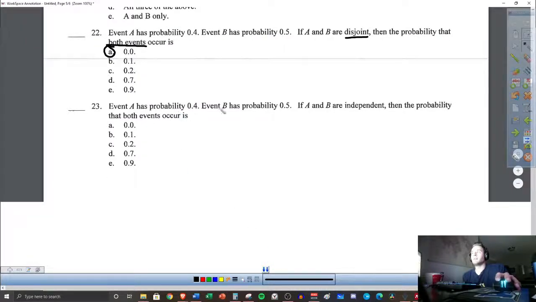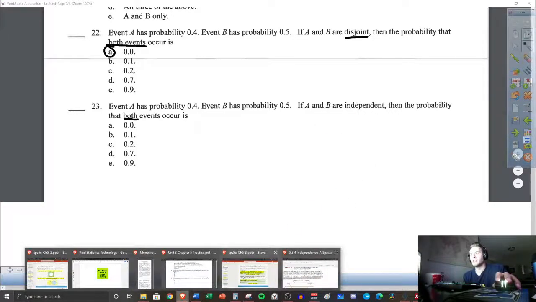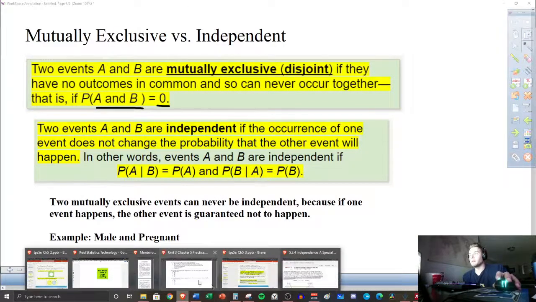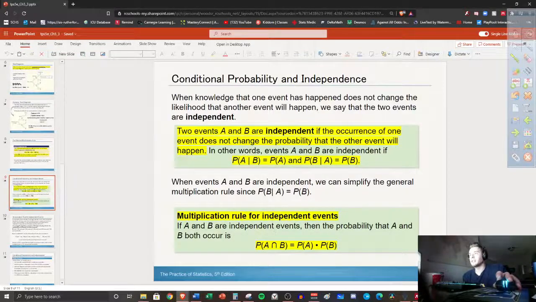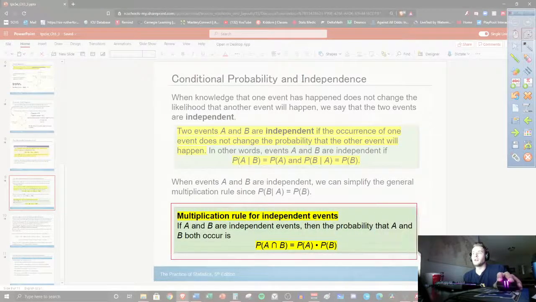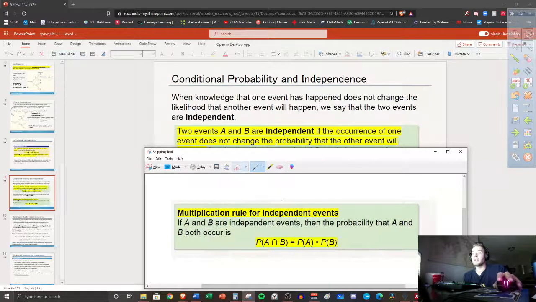If event A has a probability of 0.4 and event B has a probability of 0.5, and A and B are independent, what is the probability both events occur? Well, again, our definition is going to save us on this one. I'm not using the disjoint rule just yet. Actually, wait, no, we don't have that. Hold on. It's this one, the multiplication rule for independent events. This is actually on your formula sheet that you're allowed to use on the test.